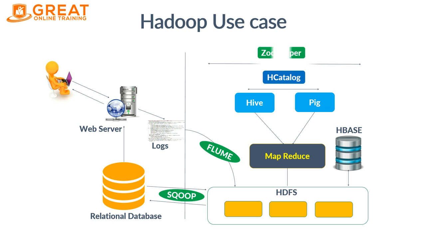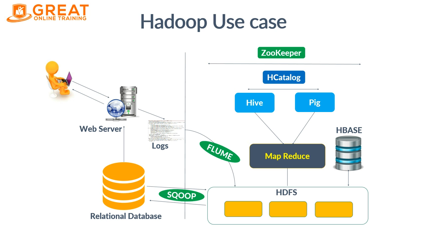And finally, we have a tool called ZooKeeper. The name itself says ZooKeeper. What will ZooKeeper do? It will coordinate all the animals in the zoo. Likewise, ZooKeeper will coordinate all the components of the Hadoop ecosystem, like Sqoop, Flume, HDFS, MapReduce, HBase, Hive, Pig, HCatalog. All these components in the ecosystem will be coordinated by ZooKeeper.